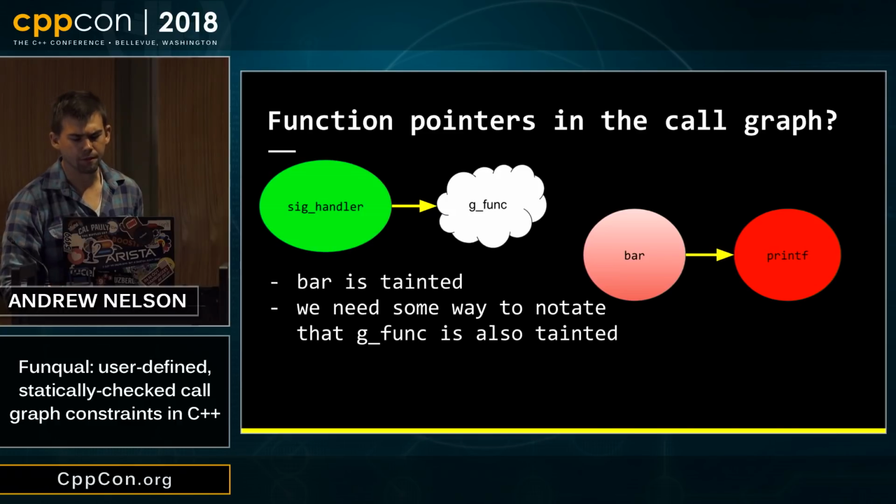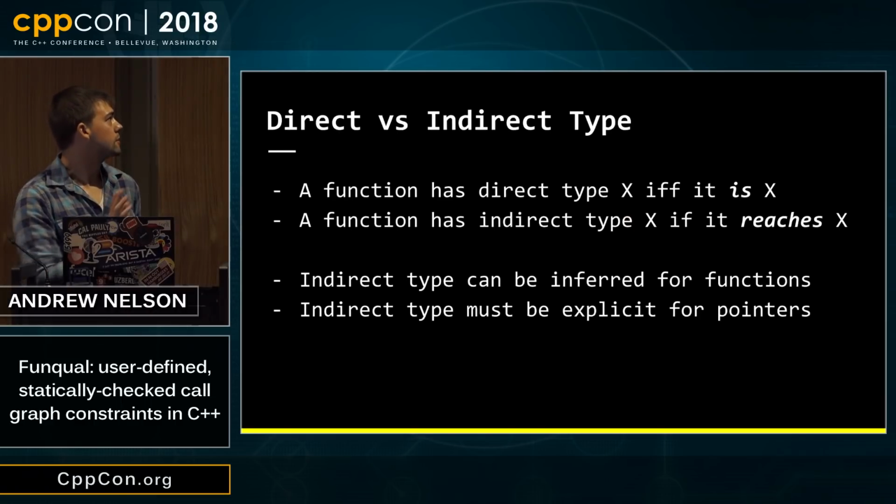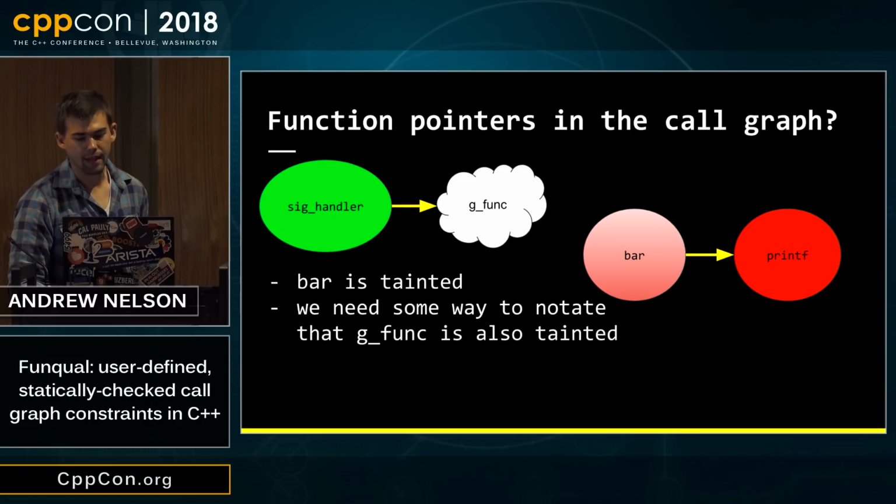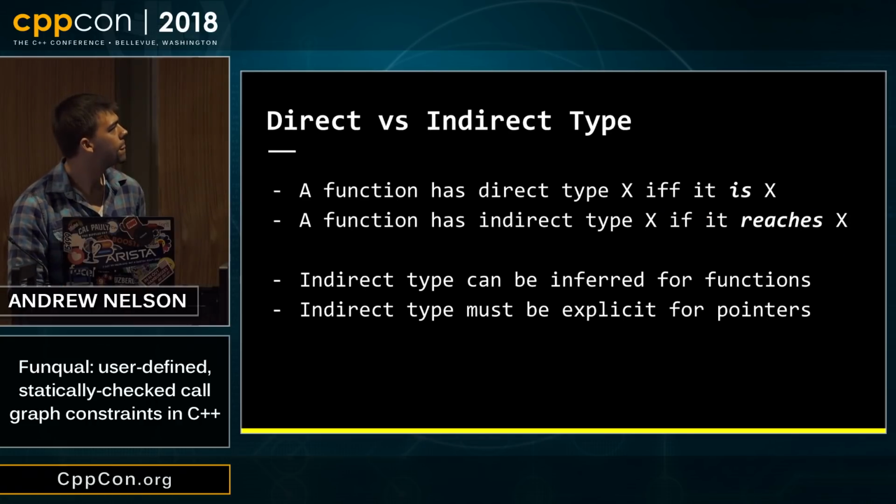And this brings up the notion of direct versus indirect type. Bar is not itself red, it's not non-reentrant, but it does reach something that's non-reentrant. So we're going to say it has indirect type non-reentrant. So now we have two kinds of types. There's direct type and there's indirect type. Functions have direct type X if they are X, and functions have indirect type X if they can reach something of type X. In the previous example, like I said, bar has indirect type non-reentrant because it can reach printf.